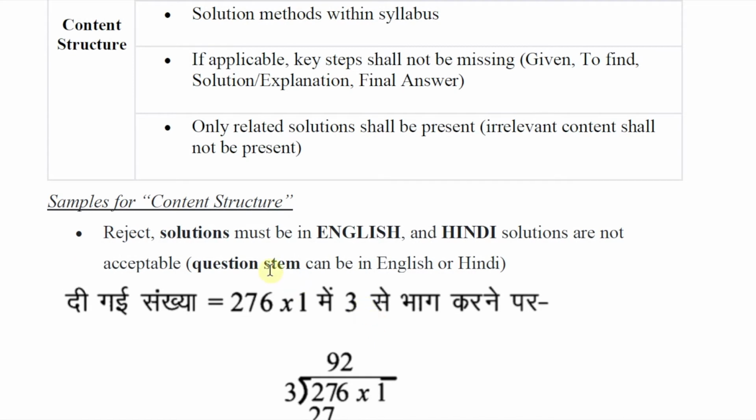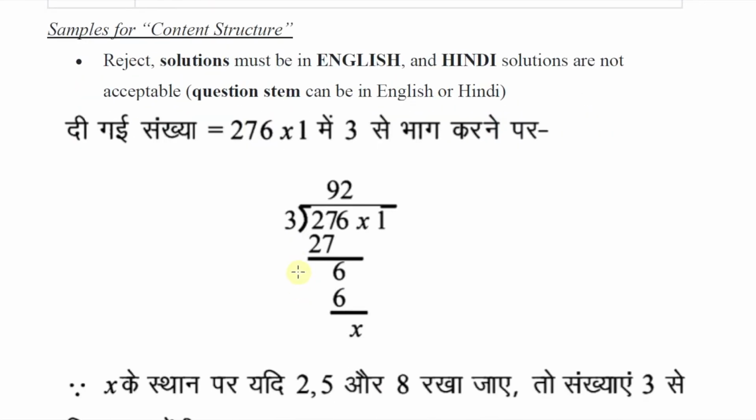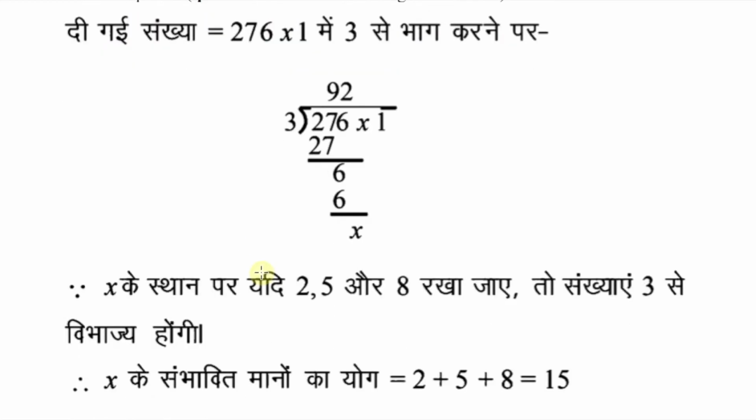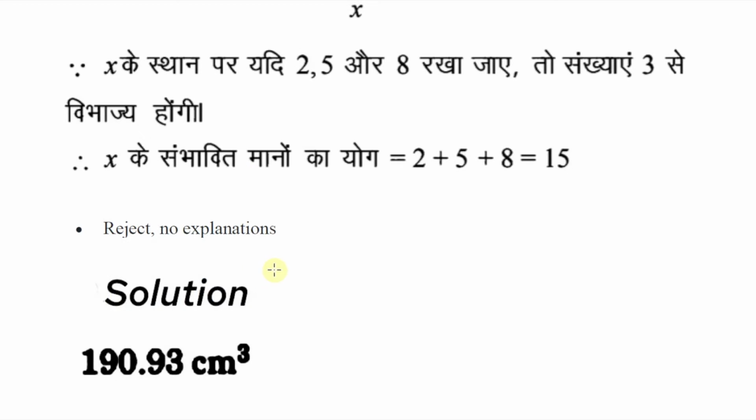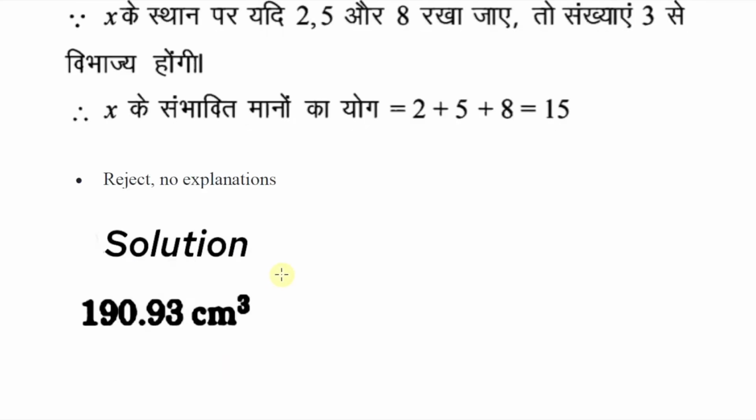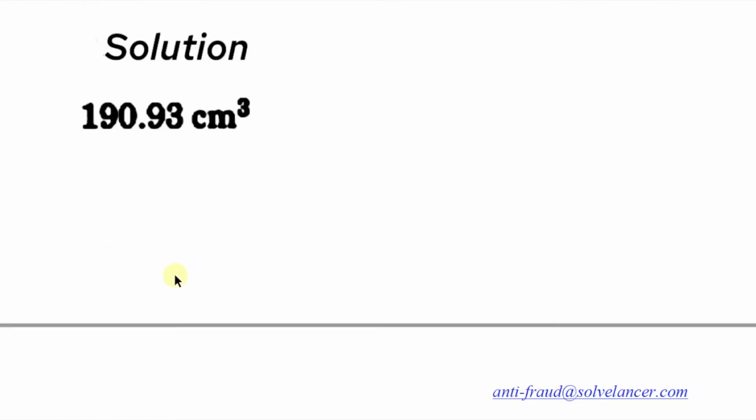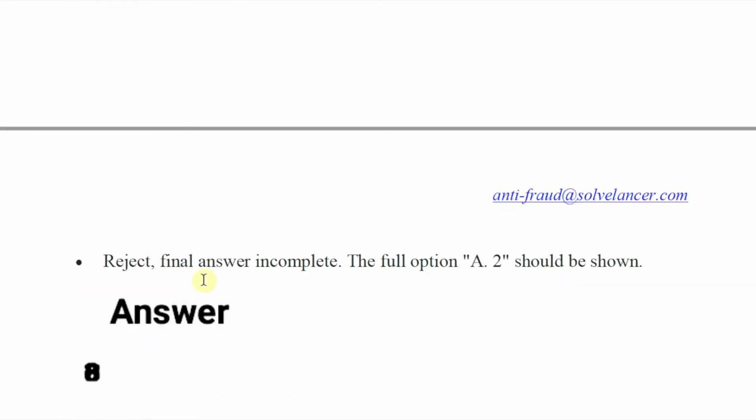Reject if the solution is not in English, as Hindi solutions are not acceptable. The question stem can be in English or Hindi. If we see this answer, here the answer is in Hindi, so we have to reject this type of answer. Now reject if there is no explanation, like sometimes the freelancers or content producers directly write the answer, so we have to reject those types of answers. Similarly, reject if the final answer is incomplete. In that case also we have to reject.